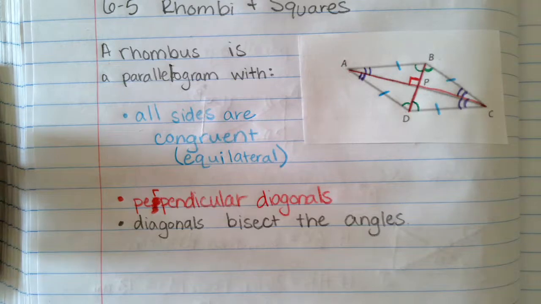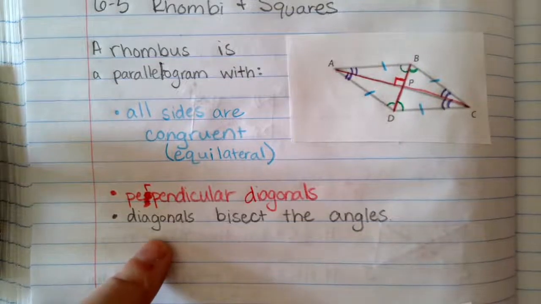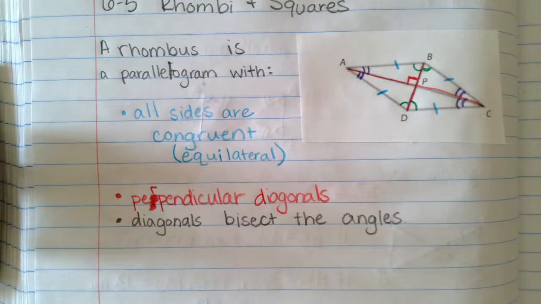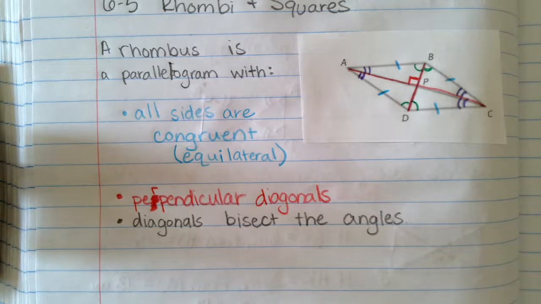All right, so those are three big things about rhombi that are different than what we've dealt with before. All sides are congruent, the diagonals are perpendicular to each other, and the diagonals bisect the angles. So those are really our three big new concepts today.